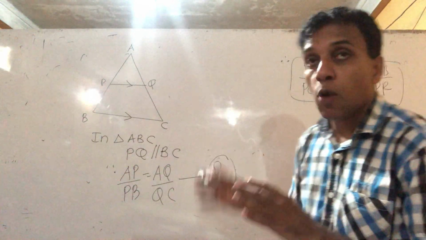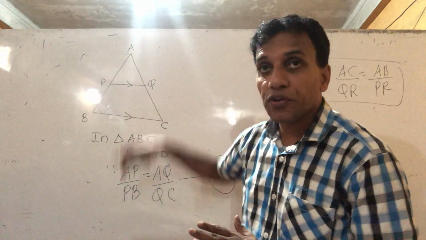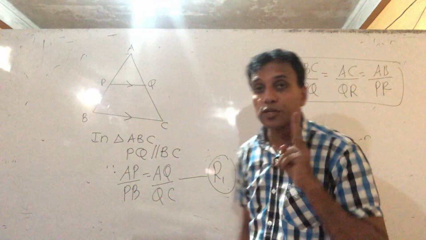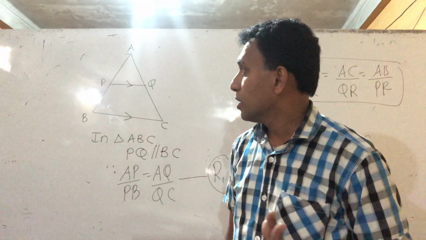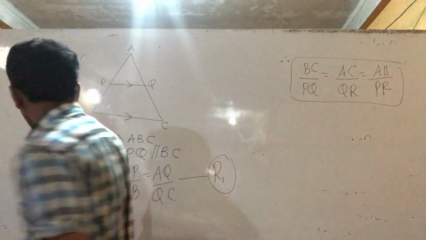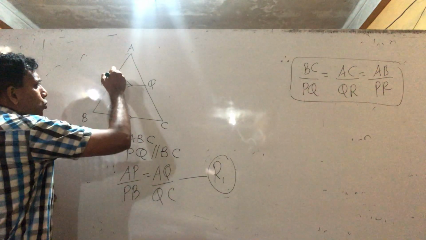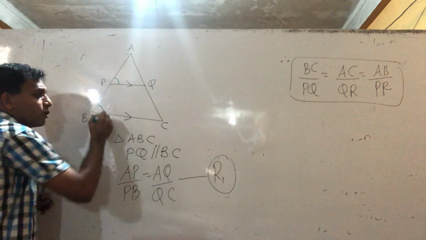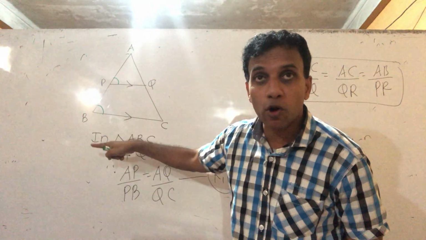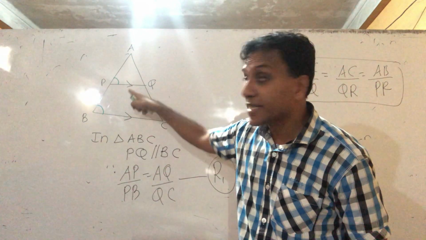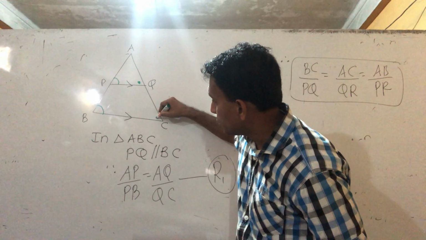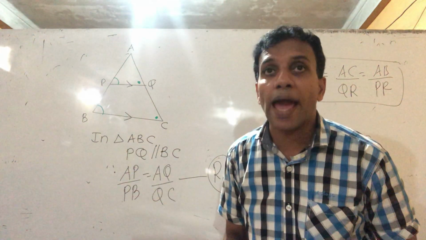Now come here. How many triangles are available? The small triangle APQ and the biggest ABC, right? Here there are two triangles. If I mark the angles here, the lines are parallel. Therefore, this angle equals this. Why are these two angles equal? Corresponding angles, because the lines are parallel. Also, this angle equals this angle, corresponding angle.